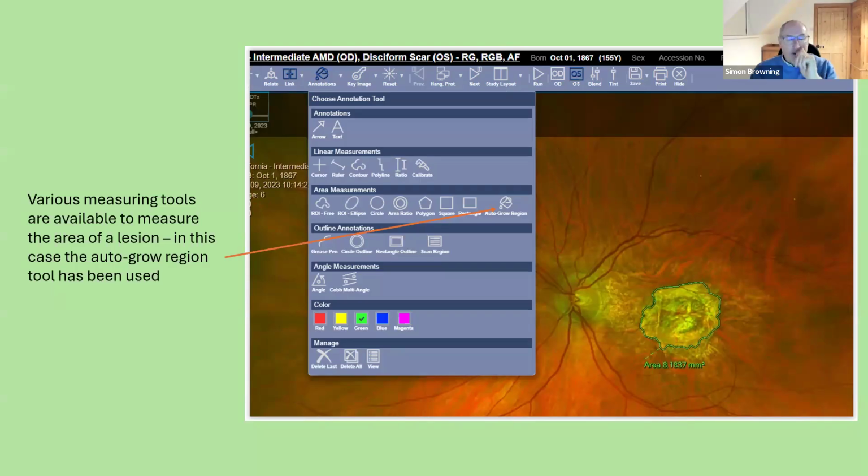Another useful tool within the Optos system is a measuring tool to measure areas of geographic atrophy. And you have this wonderful tool here, the auto grow region. If you just click on that and put it over that lesion, it will find the edges of that lesion and it will give you an area marking. So this is really useful for progression analysis.